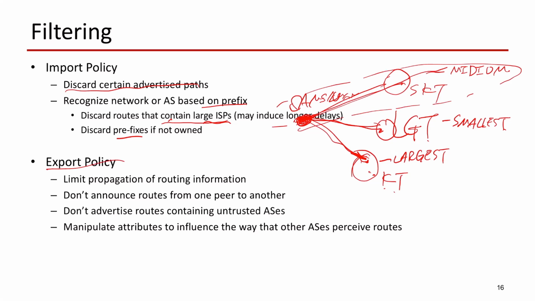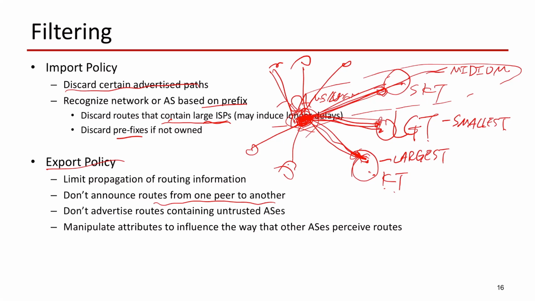And export policy. So limit propagation of the routing information. Don't announce routes from one peer to another. So let's say I learned so many things via different network entities. And whenever I want to advertise, I'm giving different information to SKT, LGT, and KT. Why? Okay, they don't want to expose their whole information. Also, they want to impact their role to the neighbors. So don't announce the route from one peer to the other. They are not just forwarding.